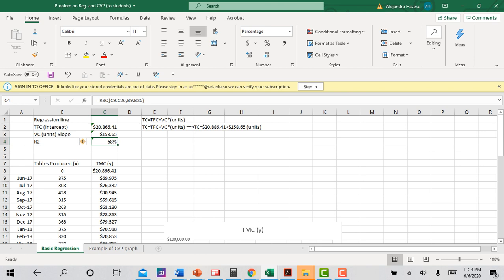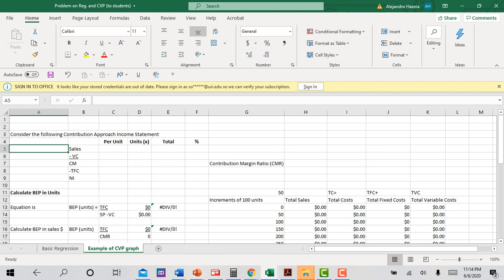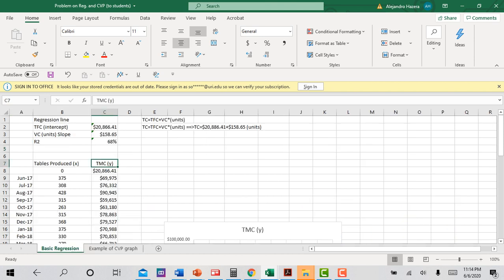In the next video, I'm actually going to come over here and use the numbers that I got here. All I'm going to do is fit them into this example here on cost, volume, profit. What I'm trying to do here is at least reinforce the concepts of how to make a total cost line using regression, and how that fits into cost, volume, profit. So you can start thinking about how to use these tools on your own.